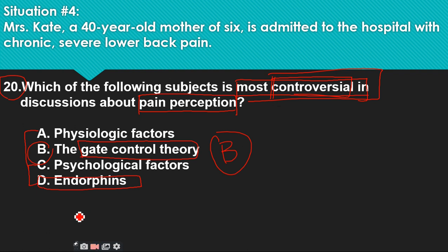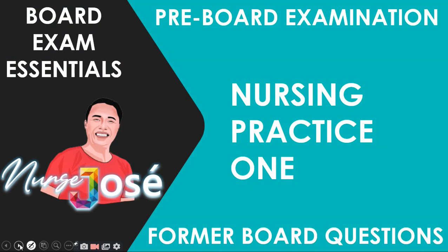Okay, so how far is your score? I hope that you get 20 over 20. Of course, this is just the first set of our examination. And this is going to be the first set of our pre-board examination for Nursing Practice 1. I hope that you're going to continue watching our next episode of this channel for board exam essentials, because we'll be using former board questions, which are also going to be very essential in the preparation of your board examination.